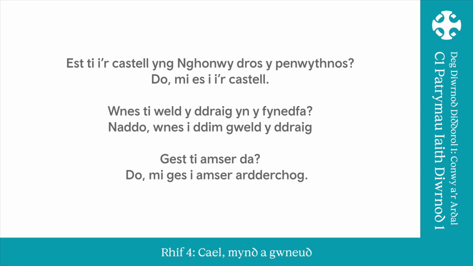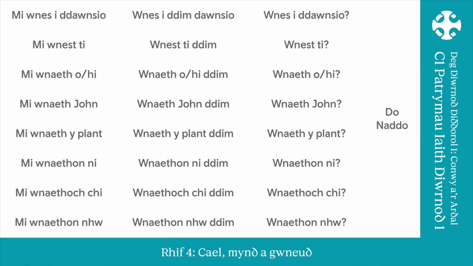Here are the full patterns for gwneud, mynd, and cael in the past tense. Gwneud: I did, you did. Mi wnes i ddawnsio. Mi wnes ti. Mi wnaeth o. Mi wnaeth hi. Mi wnaeth Edward. Mi wnaeth y plant. Mi wnaethon ni. Mi wnaethoch chi. Mi wnaethon nhw.